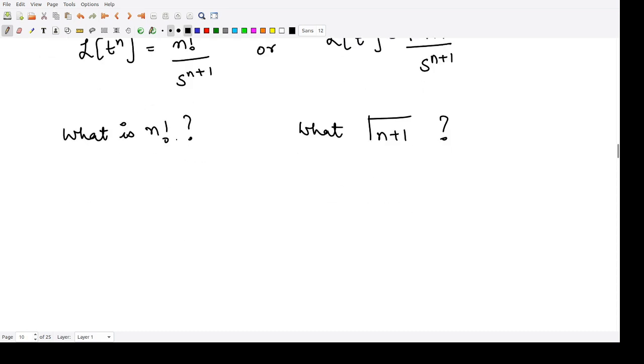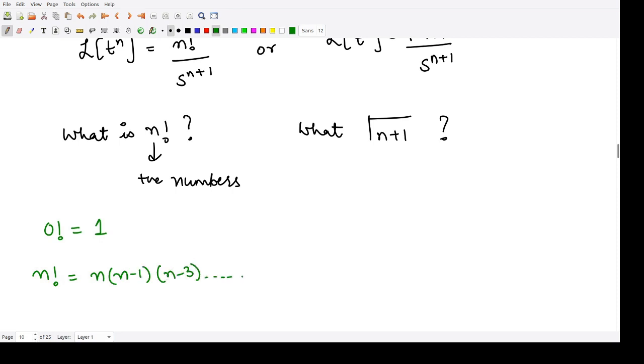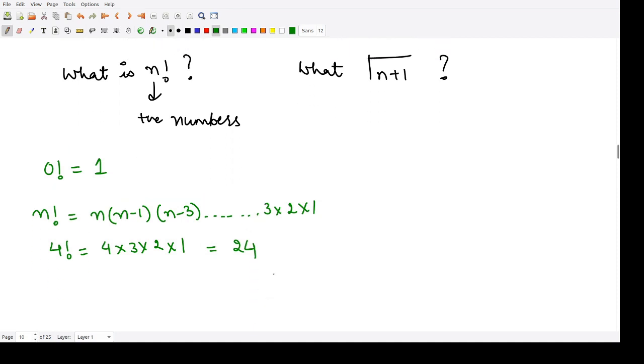The factorial is calculated for positive numbers only, positive numbers and 0. It is defined like this. We have 0 factorial, which is defined to be 1, and then n factorial is equal to n multiplied by n minus 1 multiplied by n minus 2. We keep doing this until we reach the last digits, 3 into 2 into 1. So what is 4 factorial? It would be 4 multiplied by 3 multiplied by 2 multiplied by 1, which is 4 multiplied by 6, that is 24. Similarly you can calculate the factorial for any number.